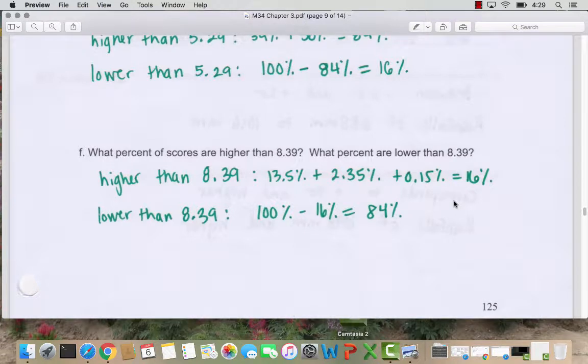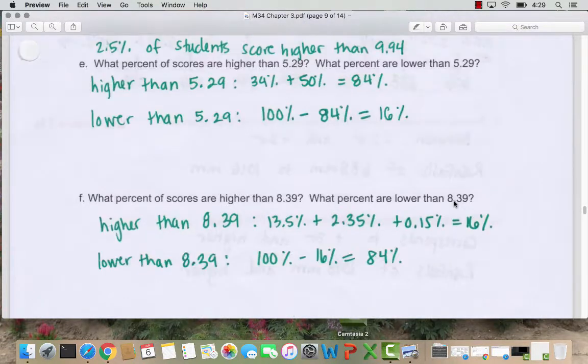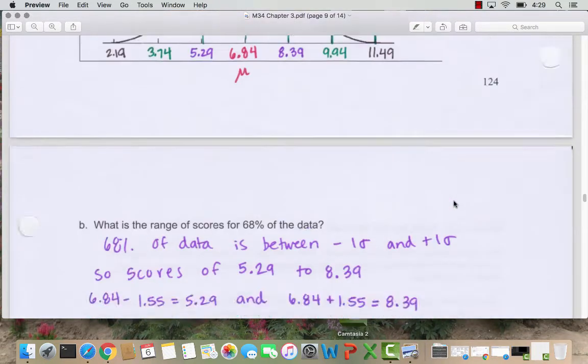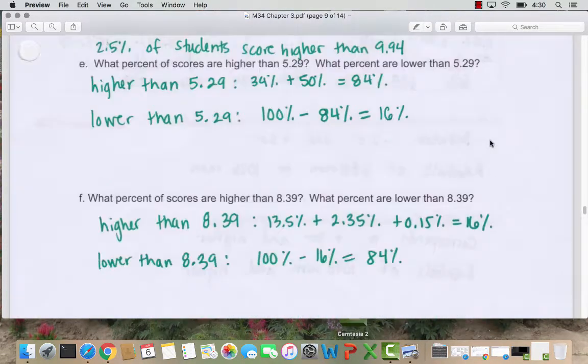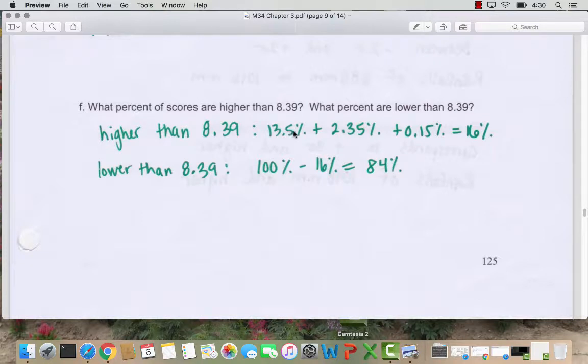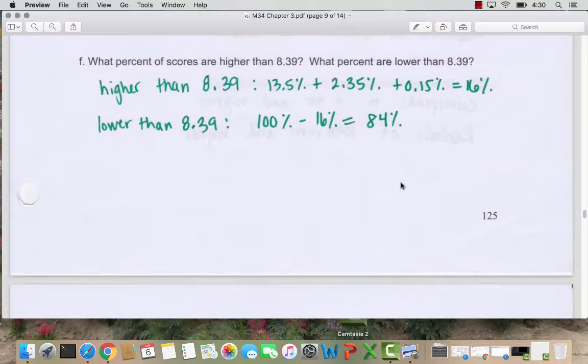Now if we want to know what percentage of scores are higher than 8.39, again we can come back to our distribution and add the areas. So we can add up all these percentages higher than 8.39: 13.5% plus 2.35% plus 0.15%. And then we come back down and see that tallies up to 16%. So if we want to know what percent are lower than 8.39, we can use the complement. So we can say 100% minus 16% is 84% here.